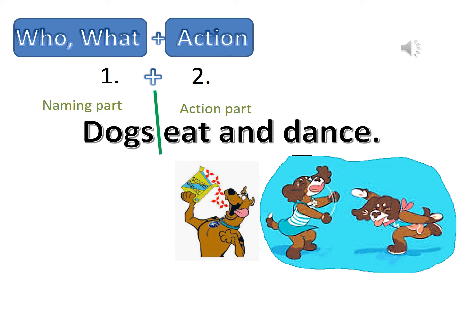And here is another sentence. Dogs, that's the naming part, eat and dance. That's the action part. Dogs eat and dance. 2 parts make a complete sentence. I think you get the idea, right?